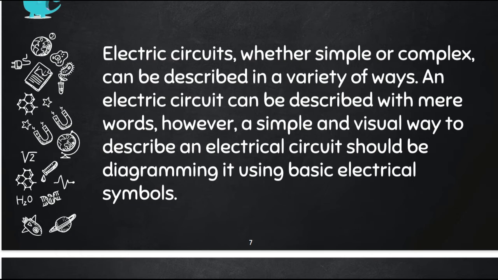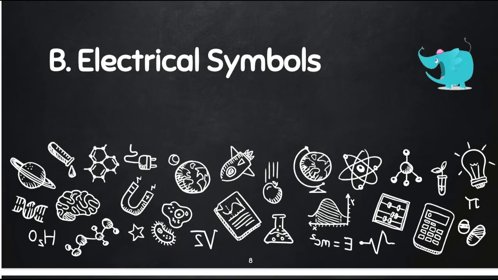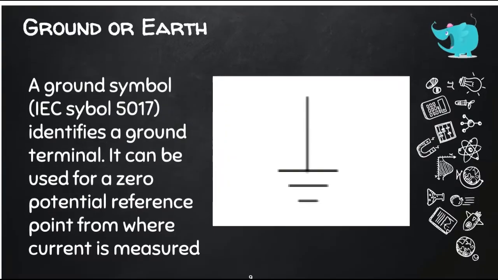Electric circuits, whether simple or complex, can be described or identified with the use of correct symbols in many ways. For example, a simple and visual way to describe an electrical circuit should be in the form of a diagram with the use of electrical symbols. So what are these electrical symbols that I am talking about? Number one is the ground or the earth. Any component always has its ground or earth. For example, this is the correct symbol for ground or earth.